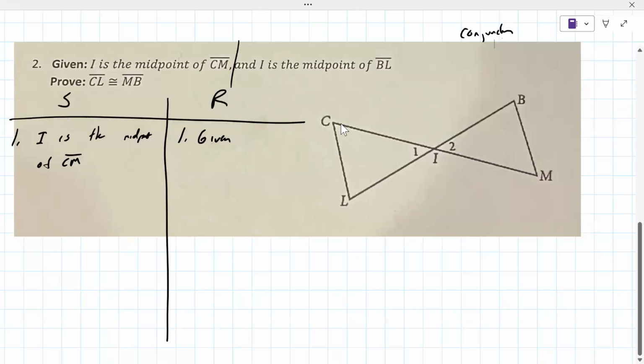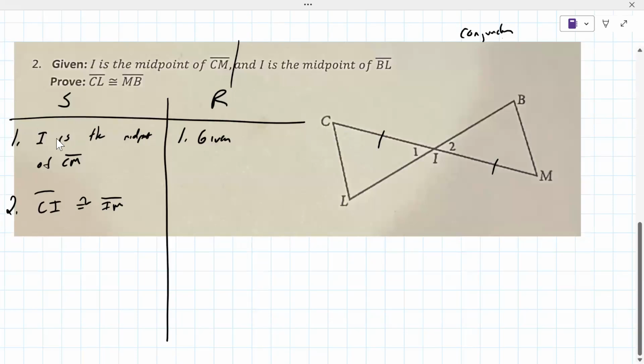Okay, so I always like the subway 12-inch footlong example. If you and your friend get a 12-inch footlong, they cut it in half for you. What do you know about each piece? They're both 6 inches. They're the same. So what do you know about CI and IM now? They're the same. So they're congruent. You can say that CI is congruent to IM.